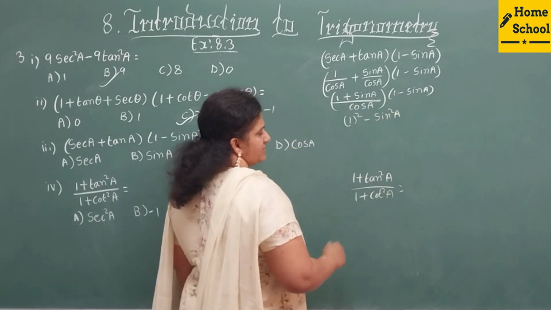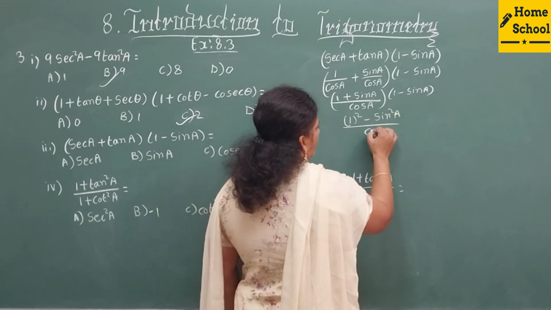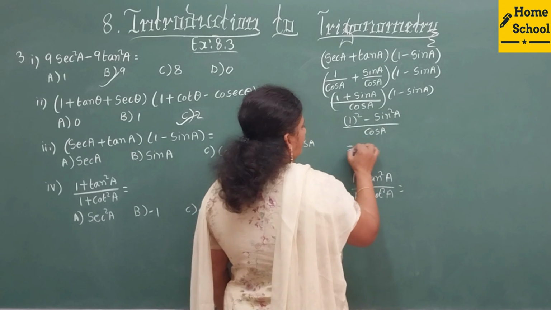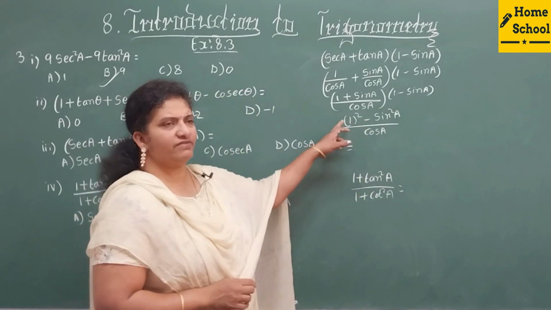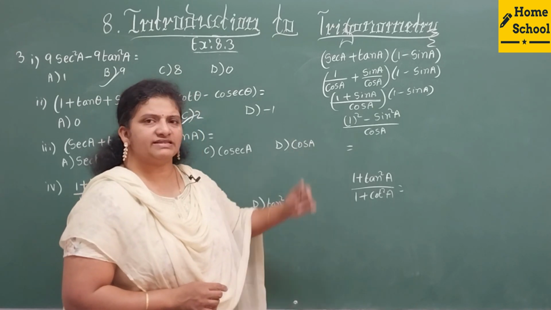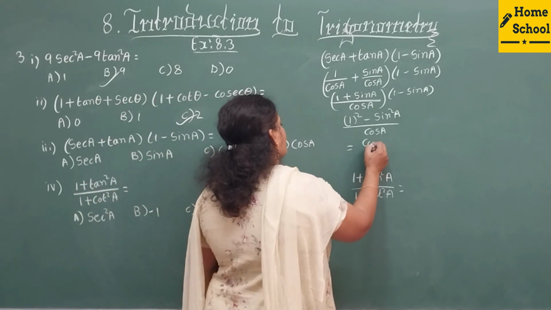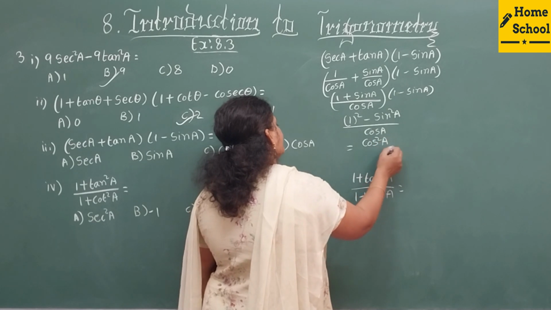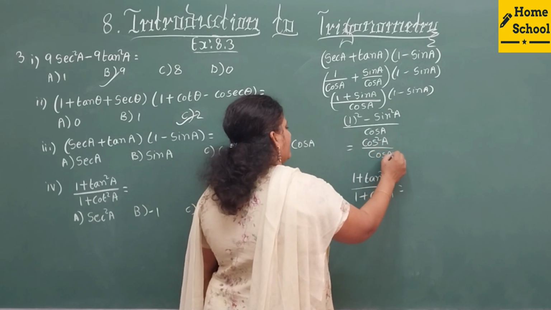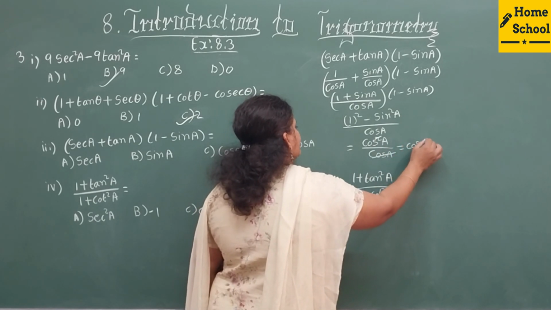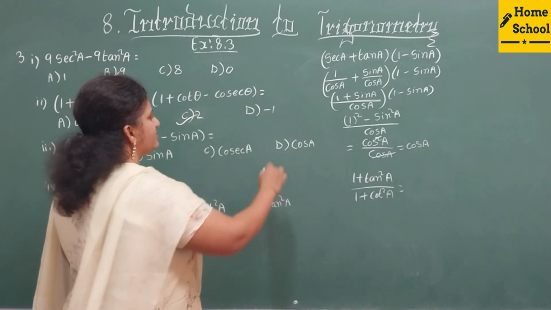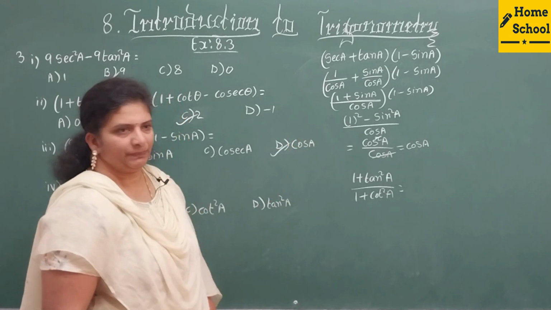1 square minus sin square A by cos A. We know from the identities, 1 whole square will be 1. 1 minus sin square A is cos square A. Cos square A by cos A. So one cos A will be cancelled. Your answer is cos A. Search for the answer. Option D.